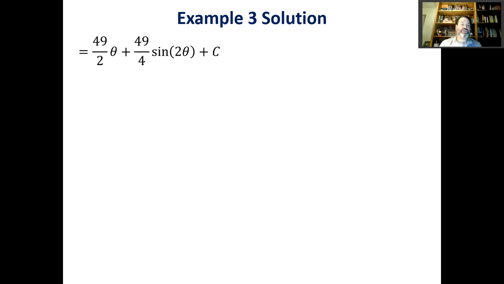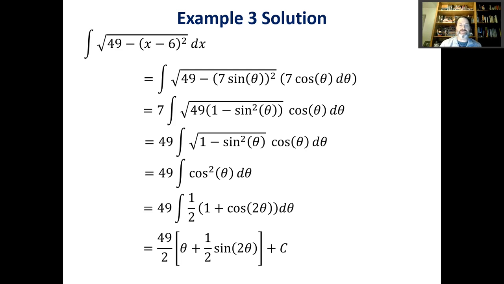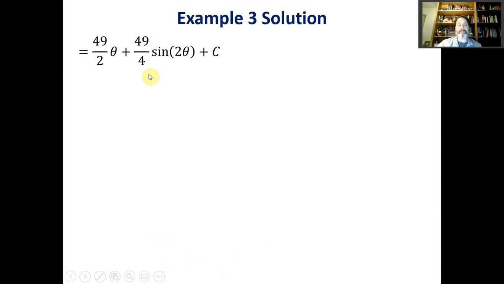Okay, so I distributed the 49 fourths, right? So if you look here, I'm sorry, the 49 halves. 49 halves times theta is 49 halves theta. And then distribute this into the 1/2, you get 49 fourths.